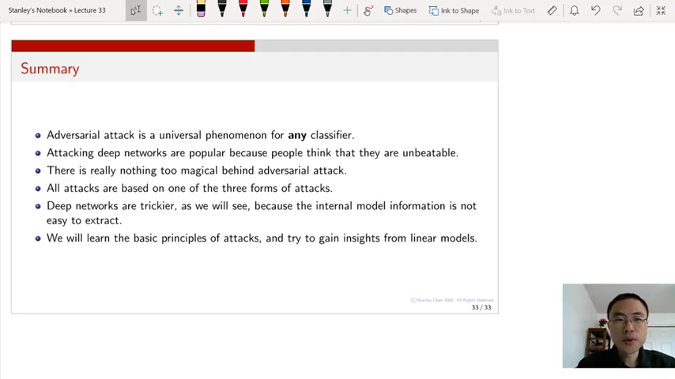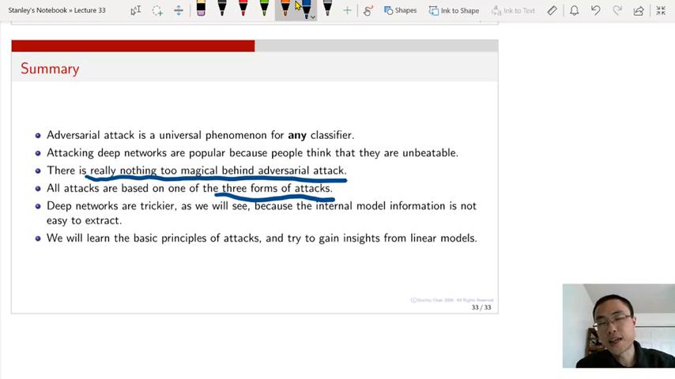Within this narrow scope, we're going to look at how to form the adversarial attack, not from the perspective of a scattered set of different forms of attacks, but trying to come up with a single principle that can explain all these attacks together. And this is in the form of optimization. So we're going to look at these three forms of optimization, and we want to see that there is really nothing too magical behind the adversarial attack. Once you understand the principle, and once you understand how to translate from the linear model to the deep neural network models, you will be able to understand all kinds of adversarial attacks.